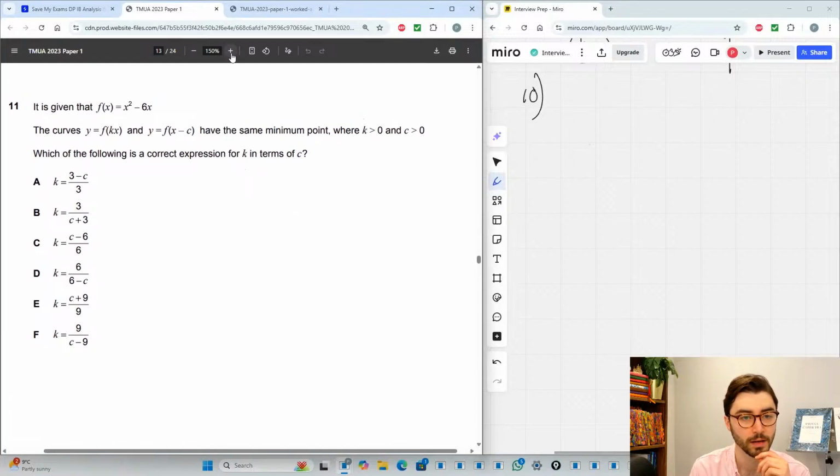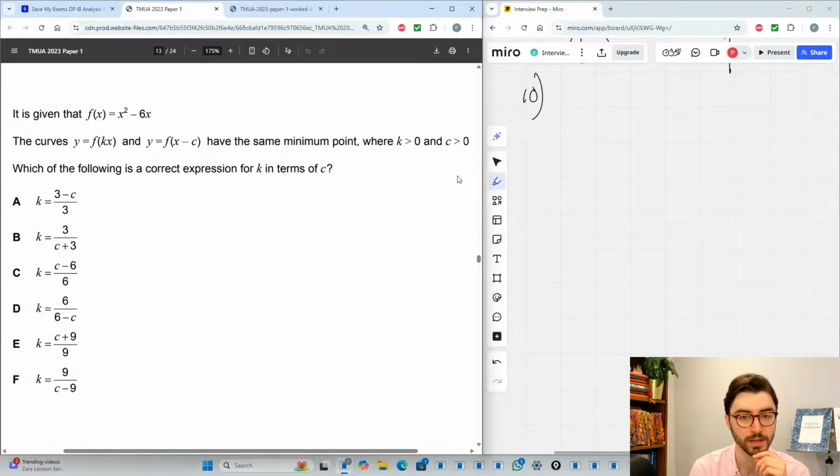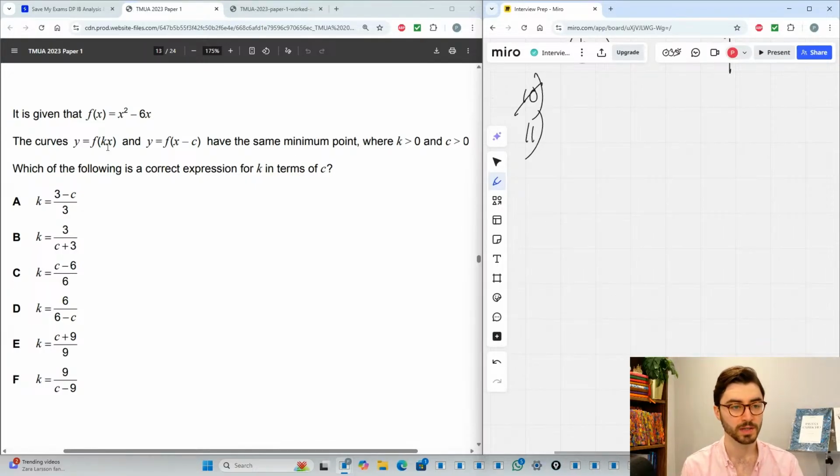Okay. So it is given that y equals f of kx has the same minimum point. So y equals f of kx is going to be k squared x squared minus 6kx. It's going to have the same minimum point. Well, first of all, let's complete the square on this to find that minimum point. No, there's something in front of the x squared. So instead, let's differentiate.